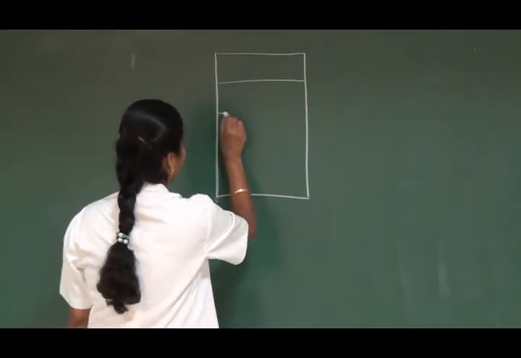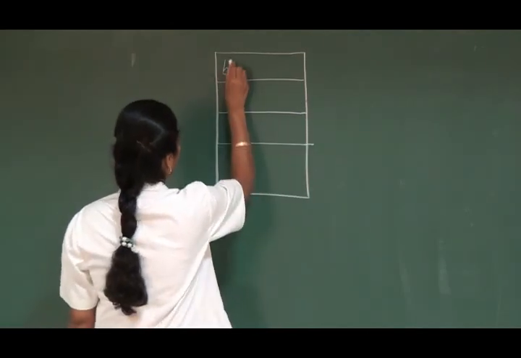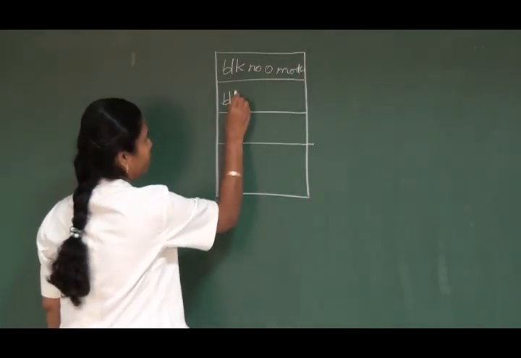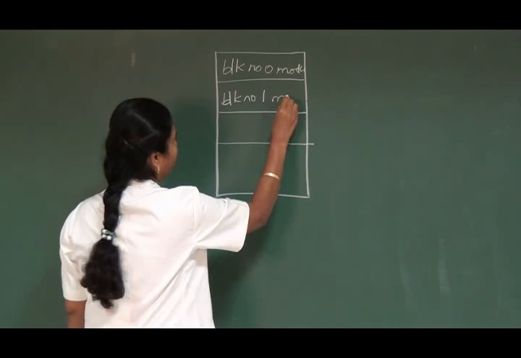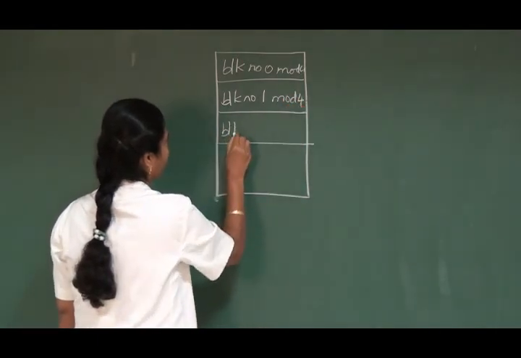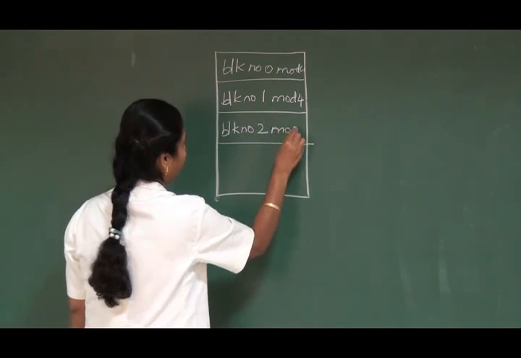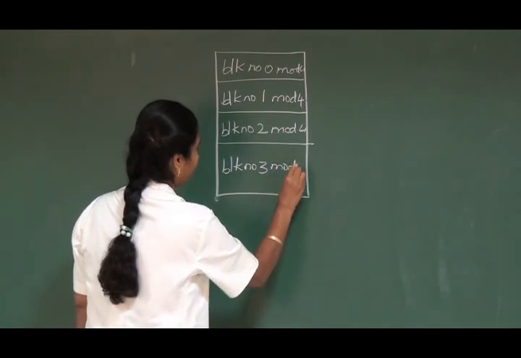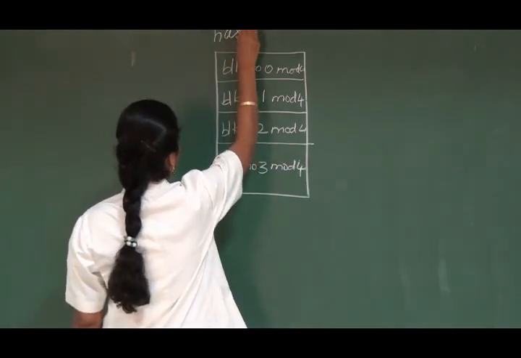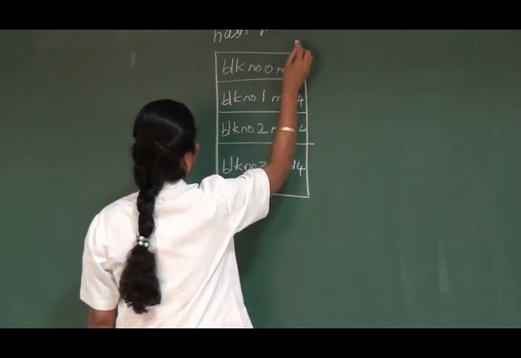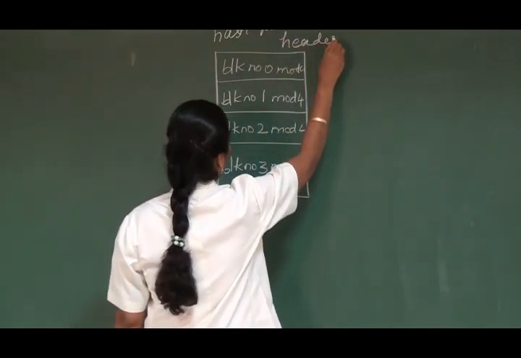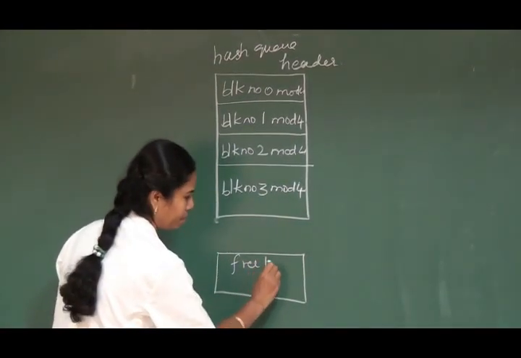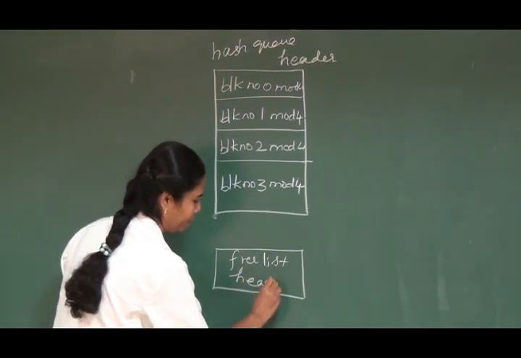There are 4 blocks in the hash queue. Block number 0 mod 4, block number 1 mod 4, block number 2 mod 4, block number 3 mod 4. This is the hash queue header. There is another data structure here, the free list. This is the free list header.